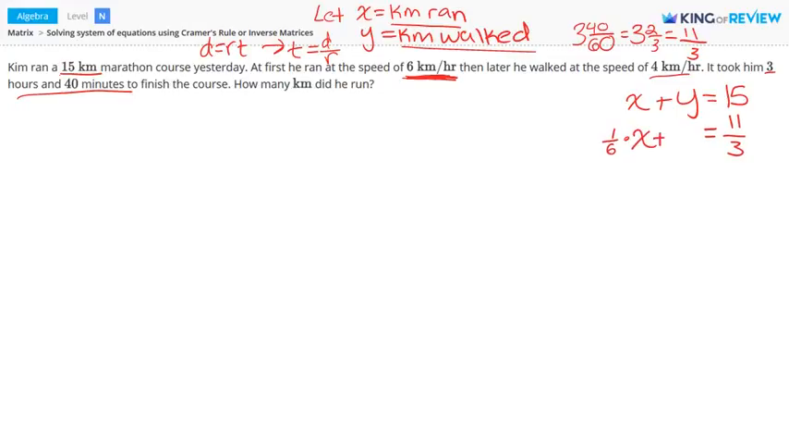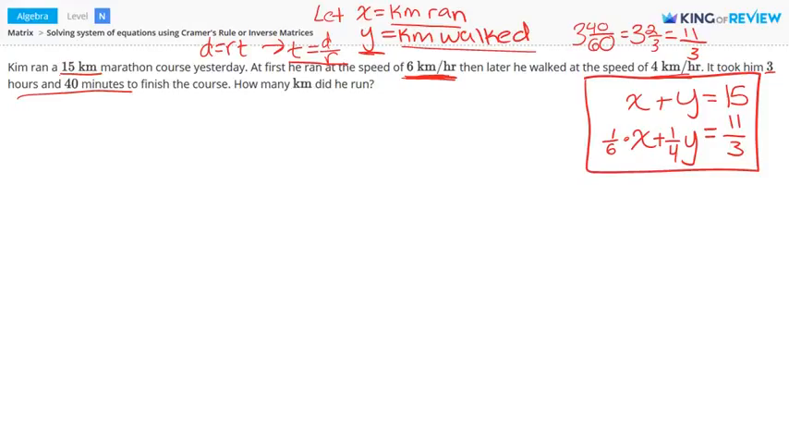And now let's do the same thing for the time that he spent walking the course. Well, time equals distance over rate. So the distance that he walked, we've said that that's equal to y, and the rate that he walked, well, that's 4 kilometers per hour, so y over 4. And another way of writing that is 1/4 times y. So there's our second equation. 1/6 times x plus 1/4 times y equals 11 over 3. So we have our system of equations here.